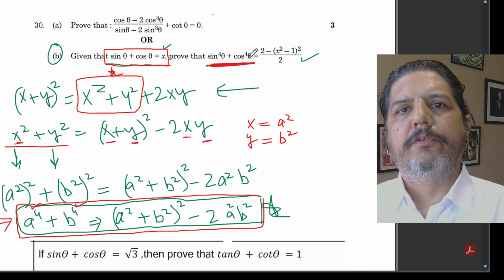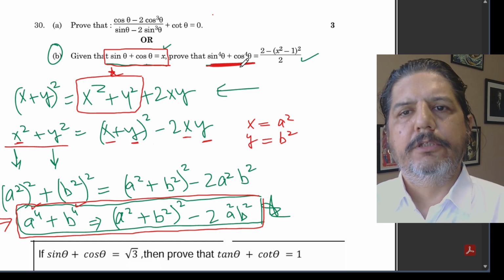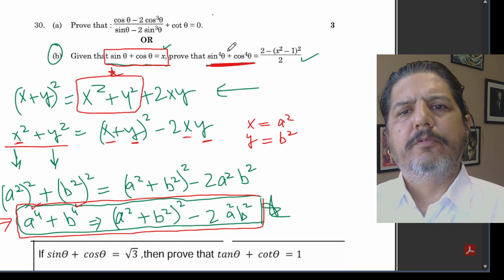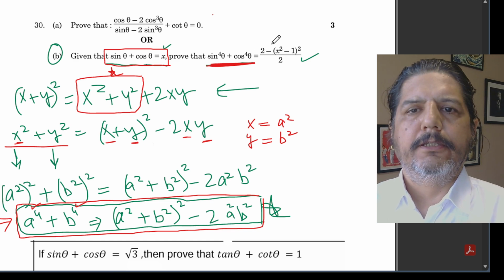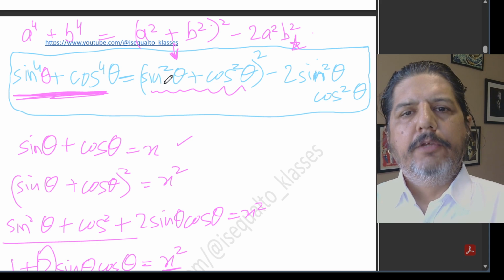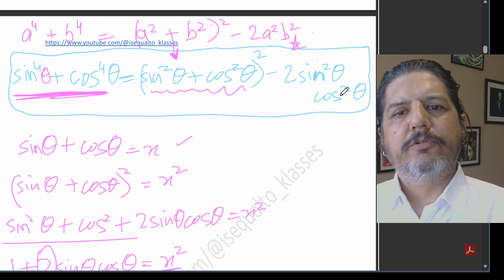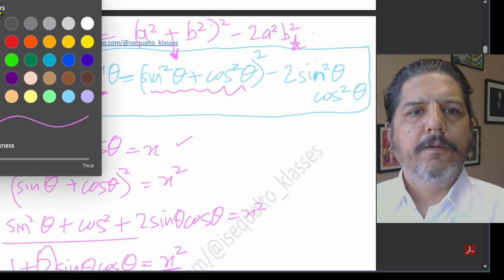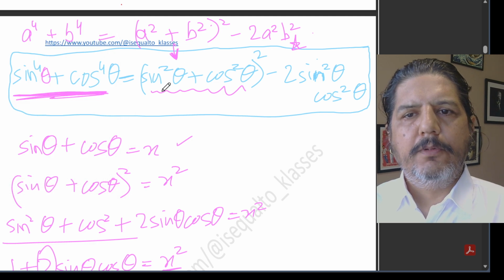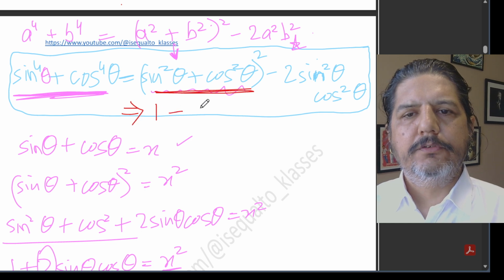getting to this result. But before that, I understand that sin raised to power 4 theta plus cos raised to power 4 theta is equal to (sin square theta plus cos square theta) whole square minus 2 sin square theta cos square theta. Now, this part is equal to 1 minus 2 sin square theta cos square theta.